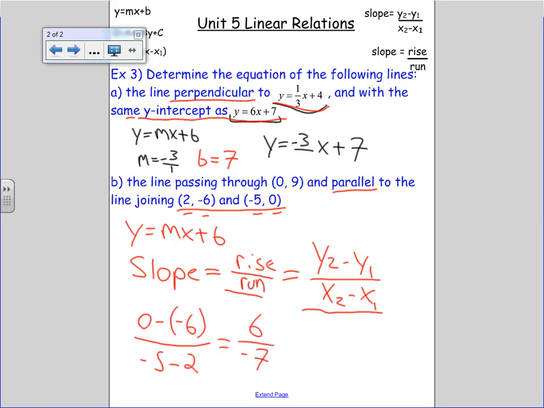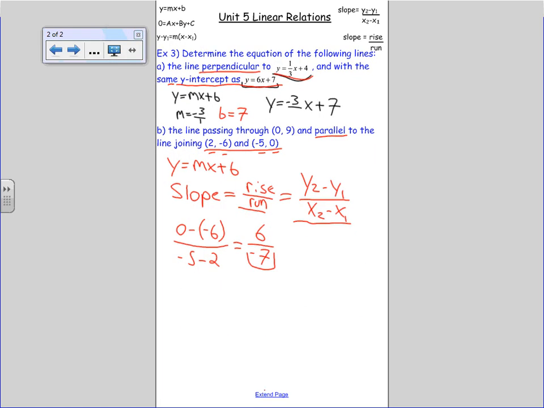These lines are parallel, so what does that mean? What do parallel lines have in common, Ella? Exact same slope. So that will be the slope of our new line. It would be the slope of that line, but it would also be the slope of the line that we're hunting for. Because they have the same slope because they're parallel. Cool.